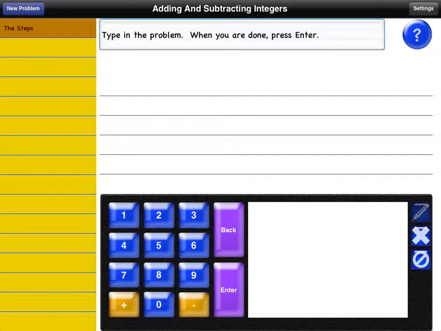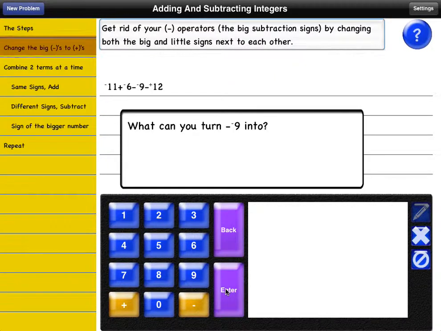We're going to learn how to add and subtract integers right now. So first thing I'm going to do is just go ahead and create some kind of problem. So here I'll go with negative 11 plus negative 6 minus negative 9 minus 12. So take care of that. I'm going to hit enter.